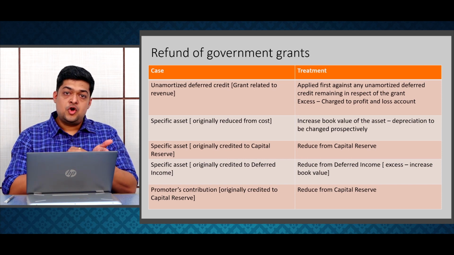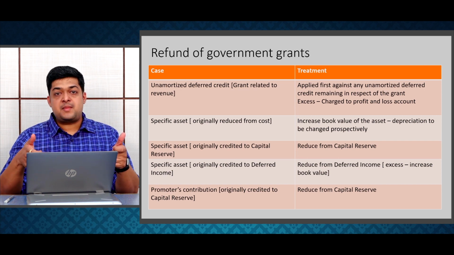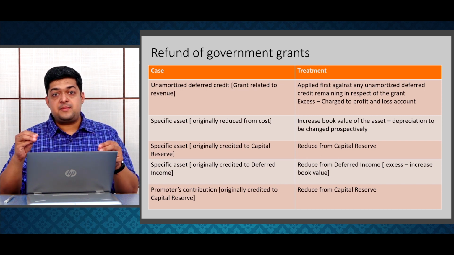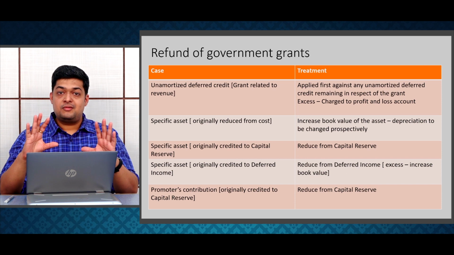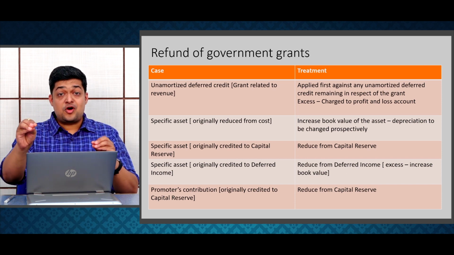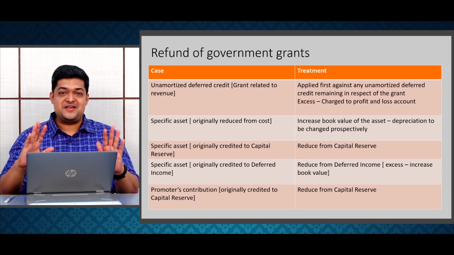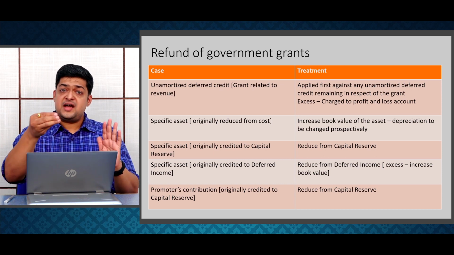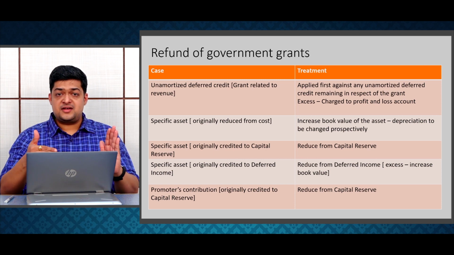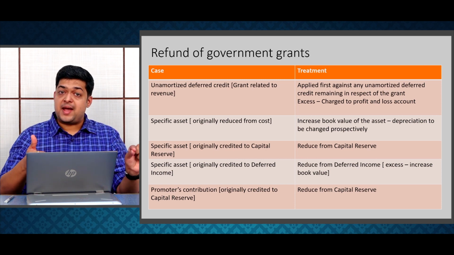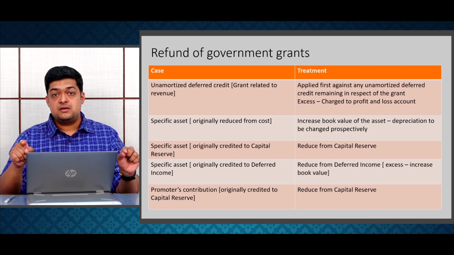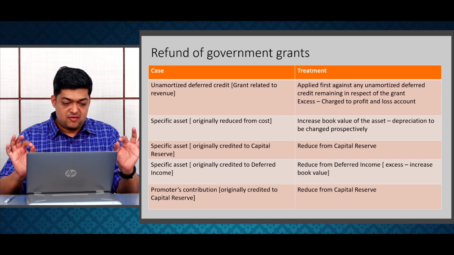What will you do? You will first debit the deferred income account, and if any balance remains, you will debit the cost of the asset, means you will add that to the asset if the grant related to a specific fixed asset. If the grant which was earlier recognized was credited to capital reserve account and is now being refunded, you will debit the capital reserve account. So the treatment is very straightforward, one by one.